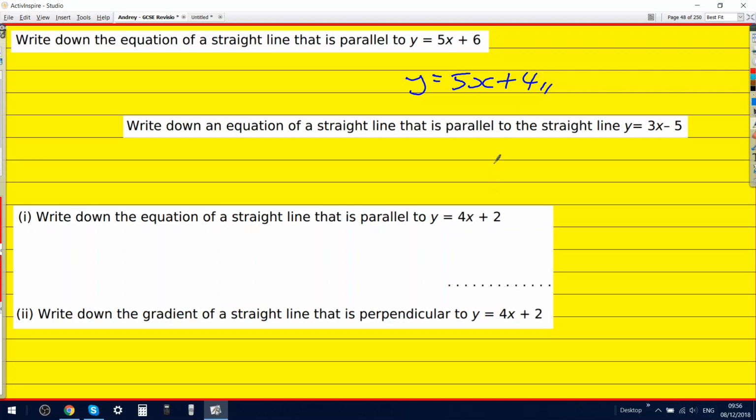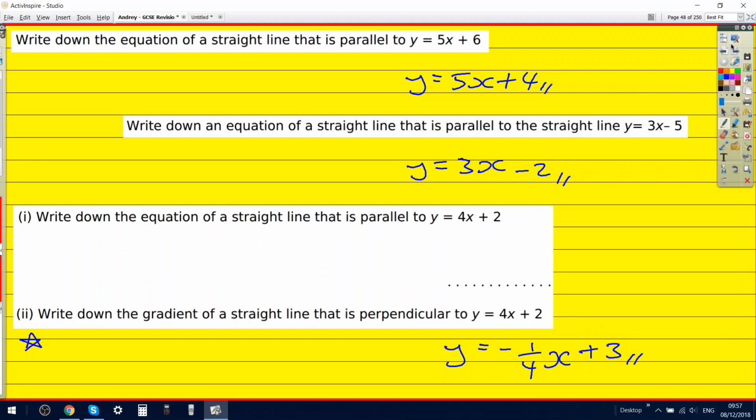Next one. Oh, that's right. So can I say here y equals 3x minus 2? Sure. How about the bottom one? Write down the equation of a straight line with the following gradient. So is this y equals minus a quarter x plus 3? Sure. Anything. Yeah, well done.